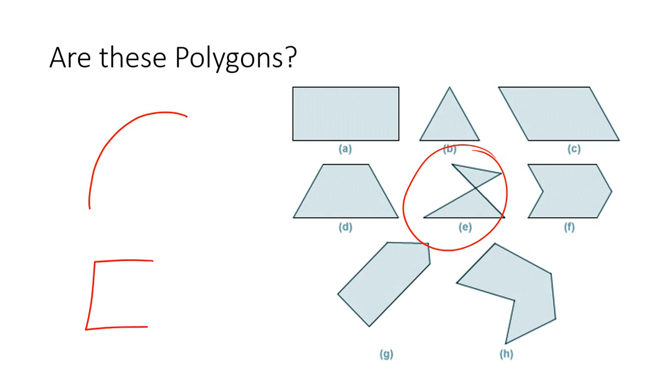So it needs to be a closed shape, it shouldn't have any curves, and if 2 lines intersect or cross over each other, that also means it's not a polygon. So it can't have curves, it has to be closed, and the sides can't cross over. That's what makes a polygon a polygon. All these other ones would still be considered polygons.